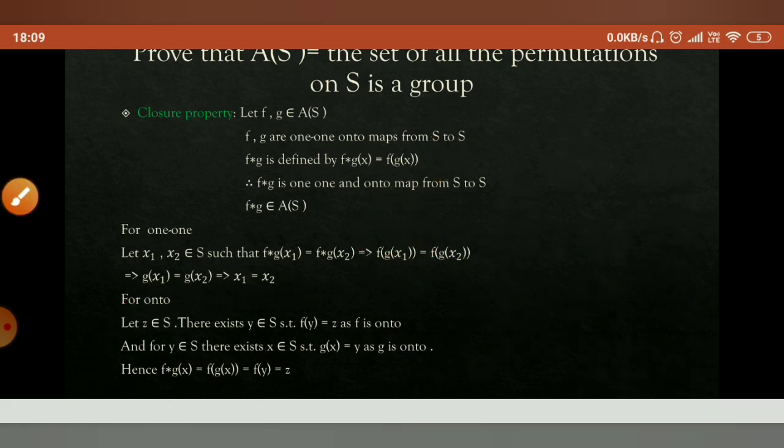Right? So this proves the closure property: for every two elements from AS, their composition is also an element of AS, because F star G is also a 1-1 onto mapping from the set S to itself. So this proves the closure property.